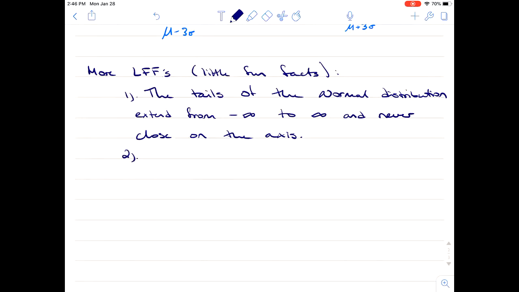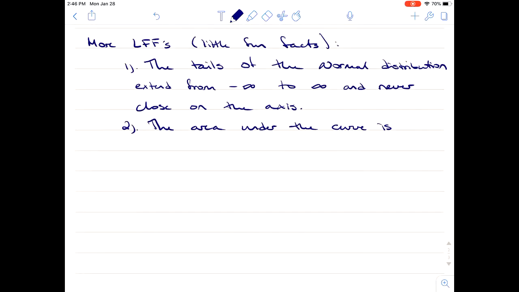Second one, we've already talked about it, but the area under the curve is a probability.